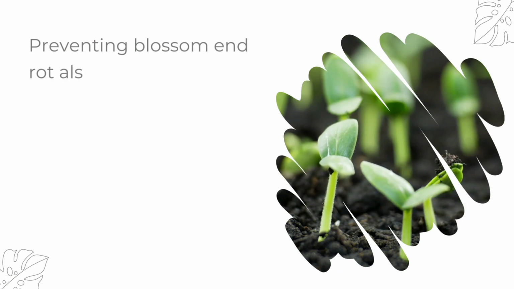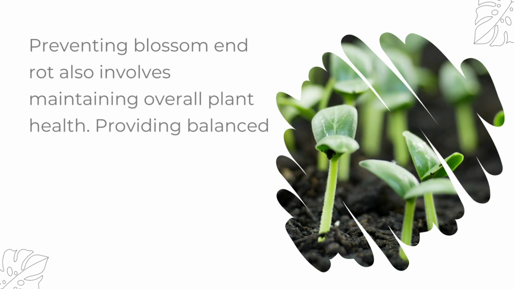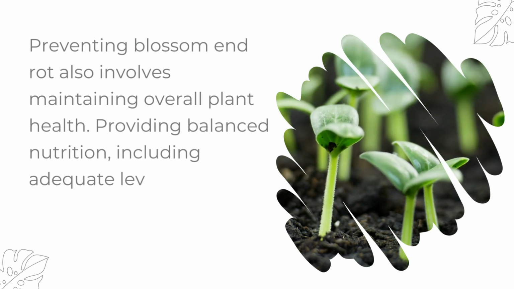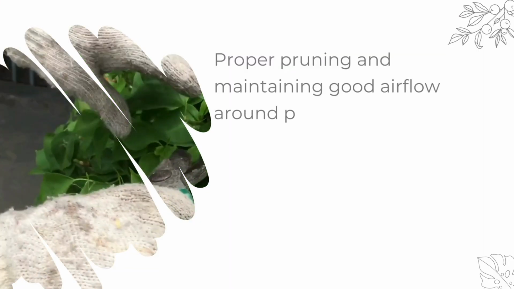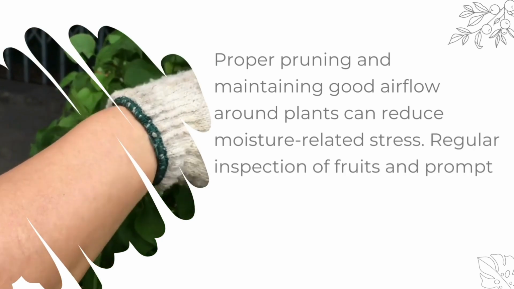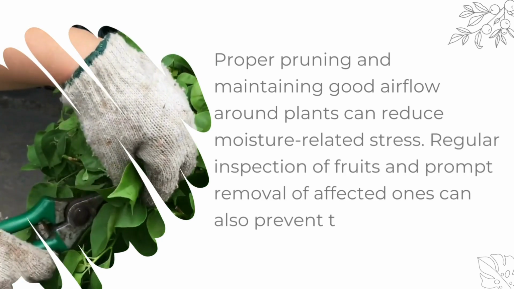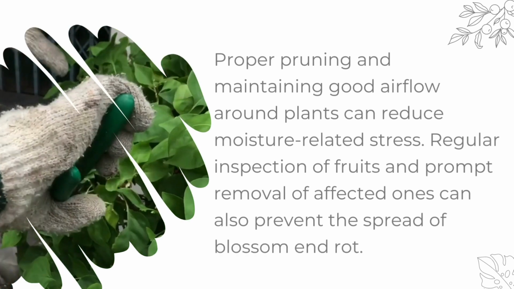Preventing blossom end rot also involves maintaining overall plant health. Providing balanced nutrition, including adequate levels of potassium and magnesium, is crucial. Proper pruning and maintaining good airflow around plants can reduce moisture-related stress. Regular inspection of fruits and prompt removal of affected ones can also prevent the spread of blossom end rot.